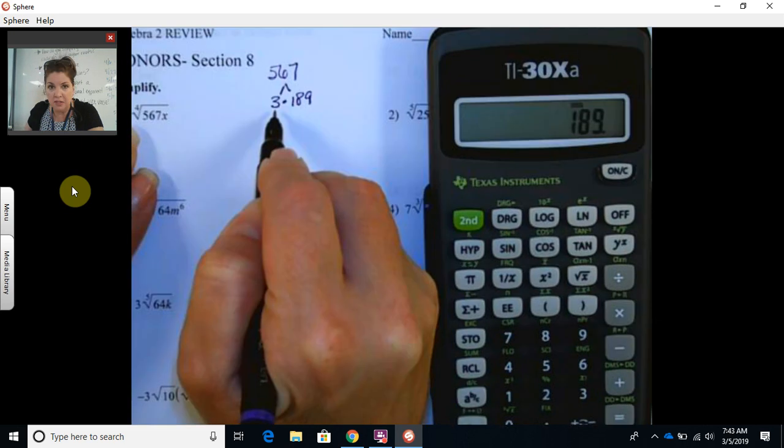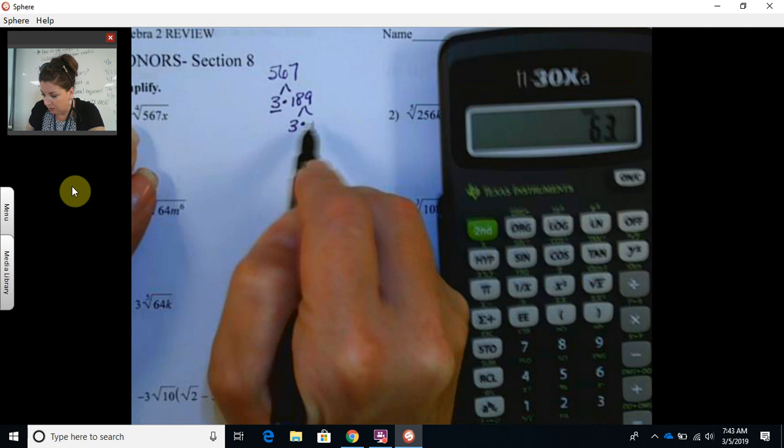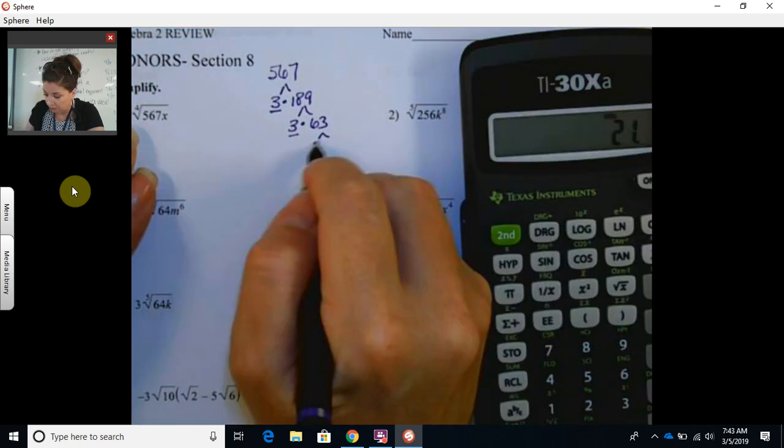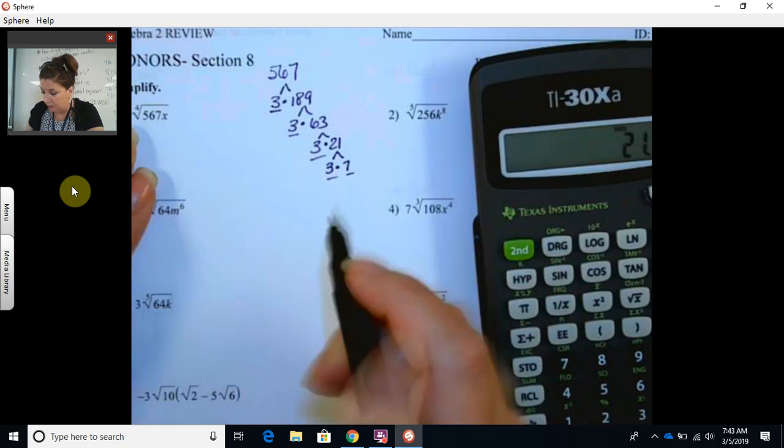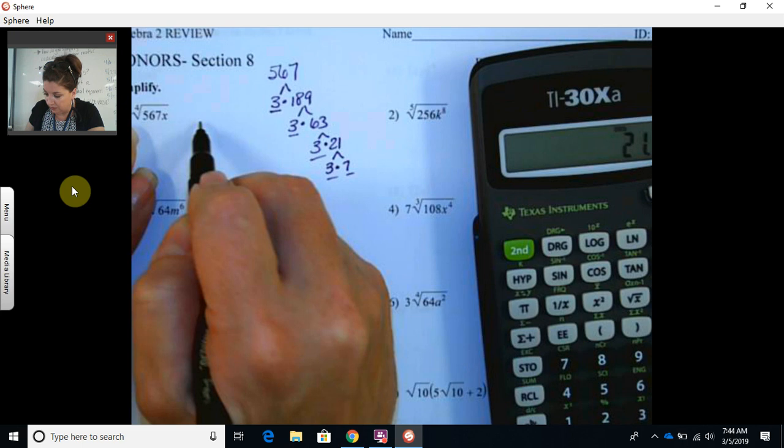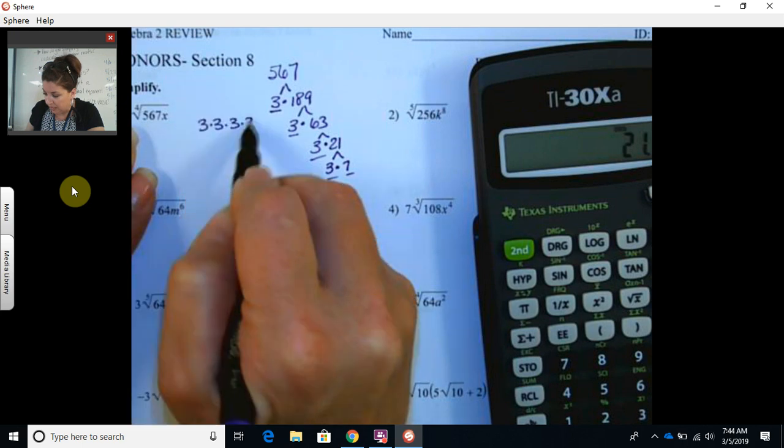Remember, I always underline my prime numbers. And 189, let's see if that's divisible by 3. So 3 times 63, and 63 divided by 3 is 21. 21 is 3 times 7, and 7's prime. So I have 1, 2, 3, 4 3s and a 7. Just make sure you double check your roots to make sure you didn't forget anything. That all multiplies to give me 567, so I'm good.